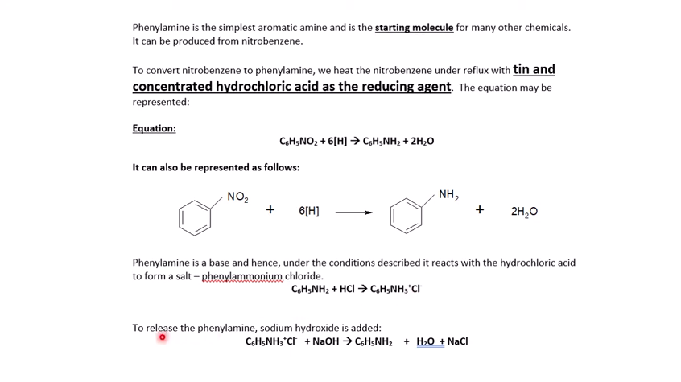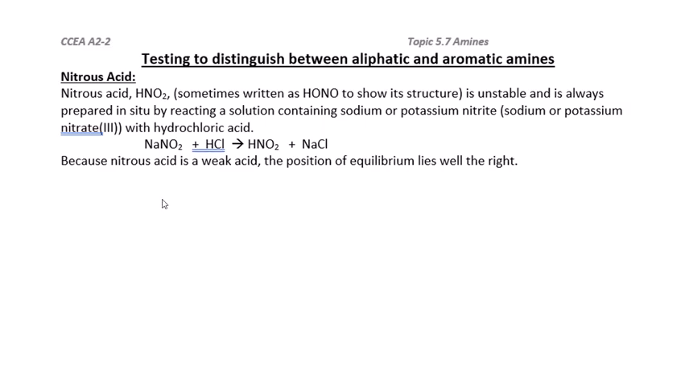So quite often the next step to release the phenylamine is to get rid of that H plus off it. And again, to do that we use sodium hydroxide. So it ties in perfectly with the reactions we've seen earlier. NH3 plus Cl minus plus sodium hydroxide, that would give us the phenylamine plus water plus sodium chloride. So there's the conversion of the nitrobenzene to phenylamine.